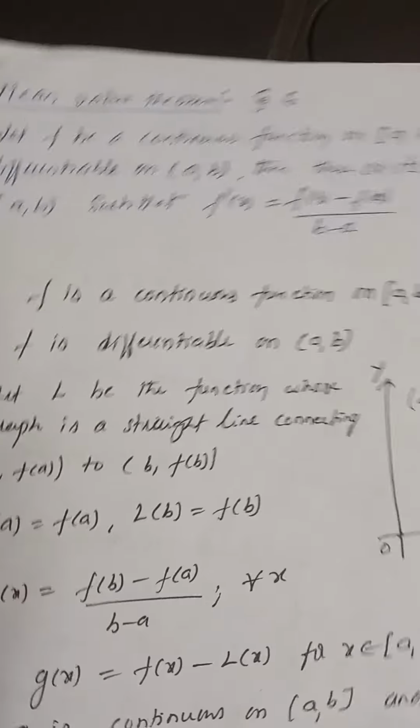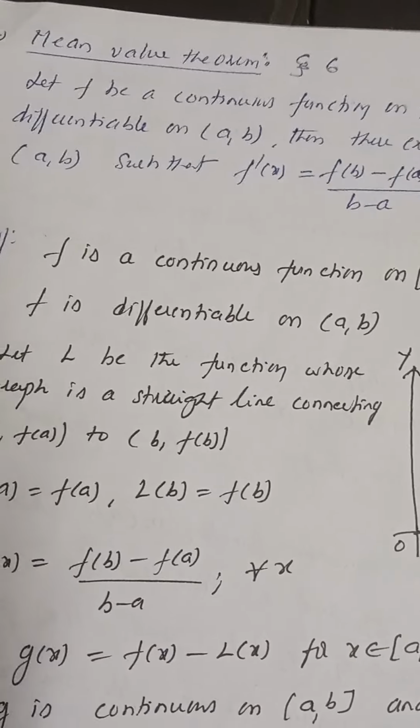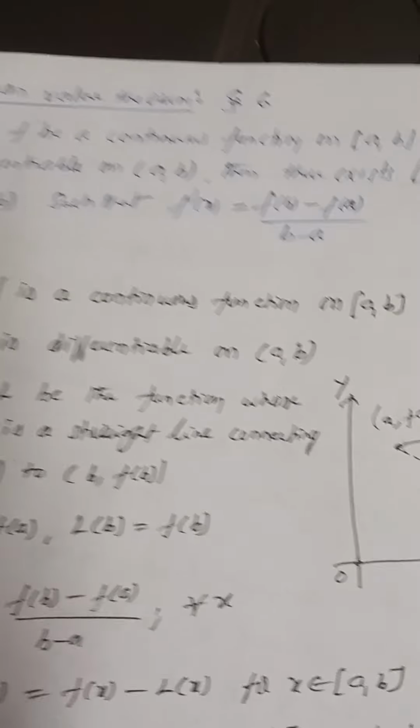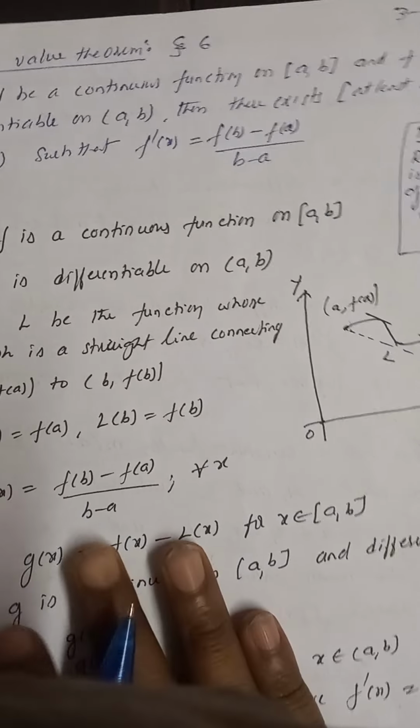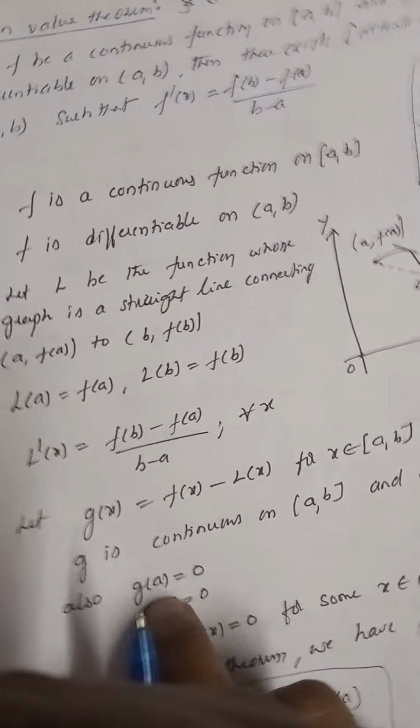Good morning, students. The next theorem is the mean value theorem. The mean value theorem is also a very important one. Rolle's theorem, mean value theorem. Next one is the intermediate value theorem. Here, mean value theorem. What is the statement and proof of the mean value theorem?